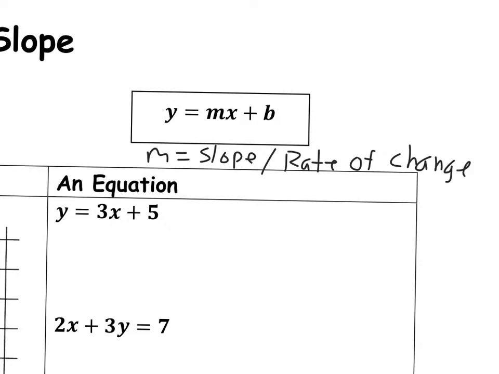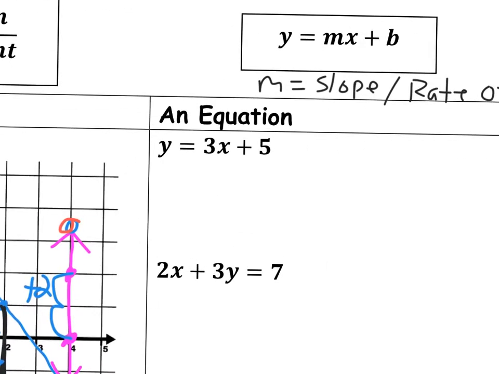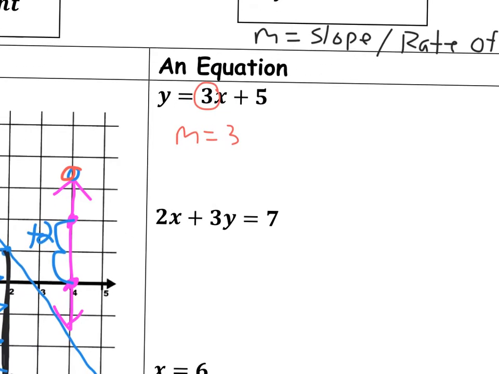Okay, so we're not really worried about our b, all we're trying to find is a slope. So the first one's really easy. Whatever number is multiplying your x, or in other words, the coefficient of the x, that is your m. So m here is 3. That one is easy, okay? All right, this is in standard form.